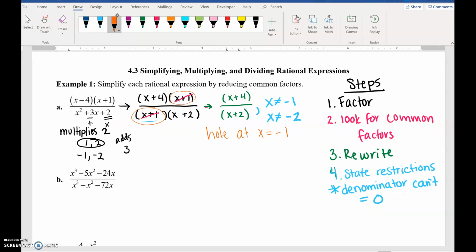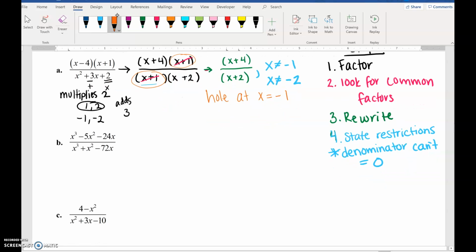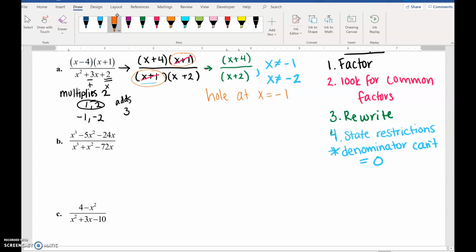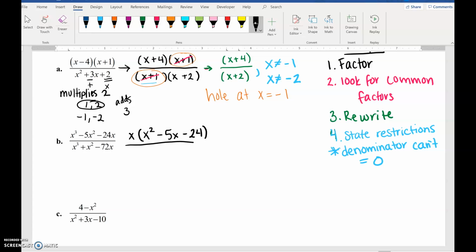Okay, let's look at another one. So we're going to follow the same steps, just factoring might look different in each one. So again, we're going to start by factoring everything. So on the top, I see that all of them have an x, so I'm going to go ahead and pull out an x first. So when I do that, I'm left with x squared minus 5x minus 24. And I see that the bottom ones all have an x, so let's go ahead and just pull out an x there. X squared plus x minus 72.